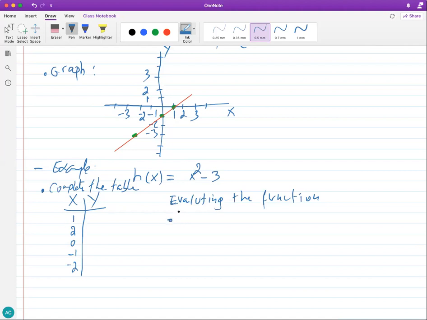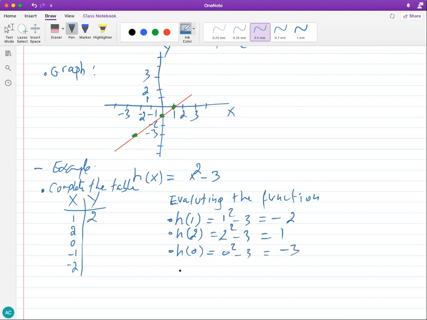All right, so we're going to start with this one. So h of 1, not f. We're using h this time. What is h of 1 again? We're going to put 1 here, 1 here. So it'll be 1 to the second minus 3, which is negative 2. All right, then h of 2. I'm going to plug the 2 here. It'll be 2 to the second minus 3, which is 1. h of 0. We're going to put 0 here, which is negative 3.